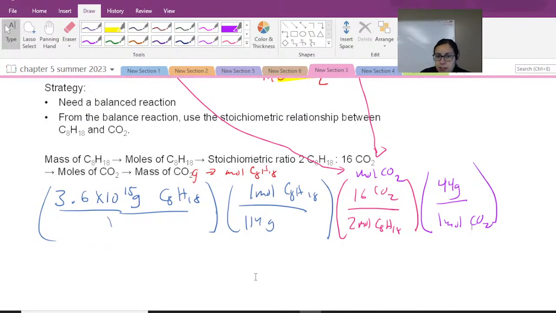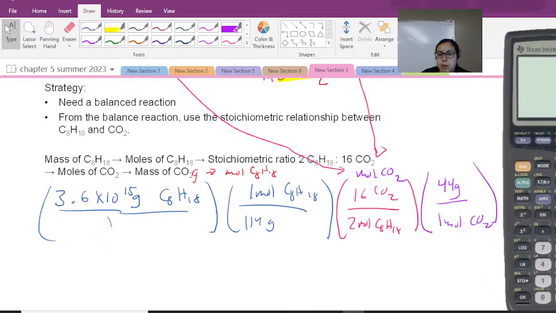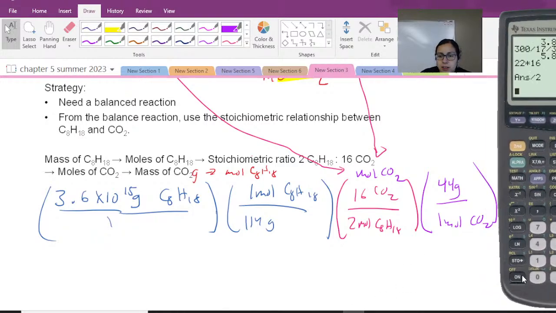And so you can always calculate it step by step if that makes you feel better. So now we just have to plug everything in. So divide it by 114 first. So that gives us moles of octane. So times 16. Yeah, we'll just do that. So times 8. Wait, what did you just say? Because 16 over 2 is 8. Yeah, so you combine them. Yeah, just times 44.